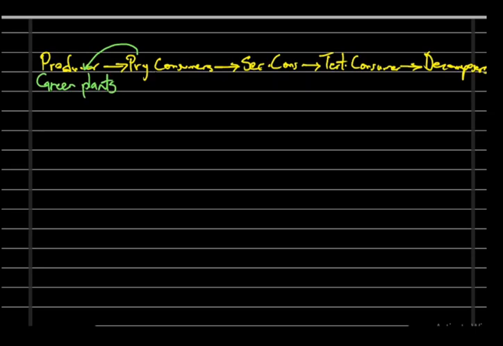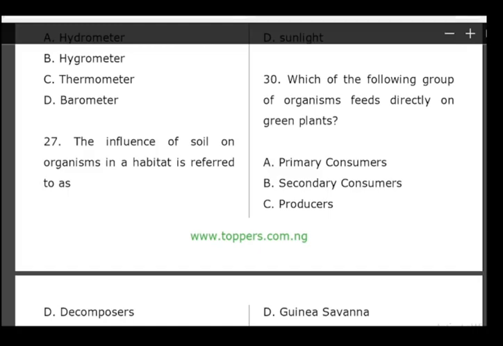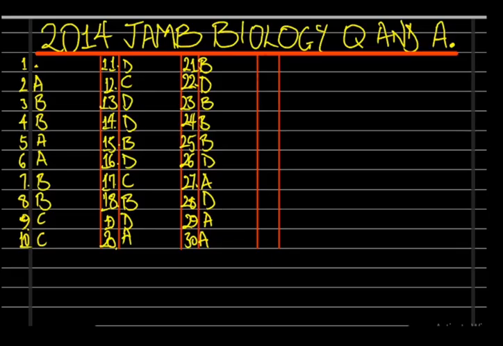Example of a primary consumer, we can have grasshopper. Grasshopper can be example of a primary consumer feeding directly on a grain plant. So majorly the primary consumers, they are herbivores, organisms that can feed on plants. Those are the primary consumers. So that is the answer to that particular question. So the question there, the primary consumers, that is option A for question 30. So going to 31 now.